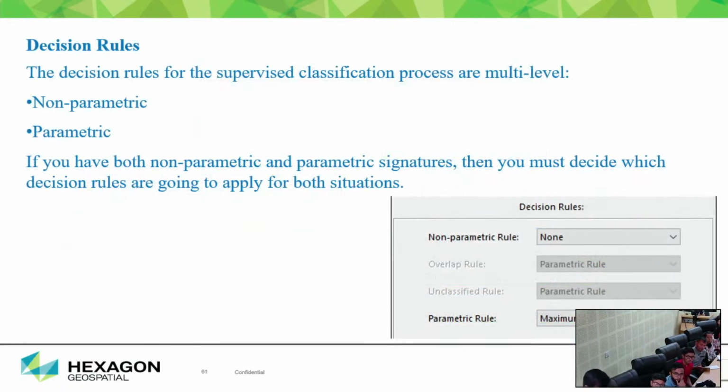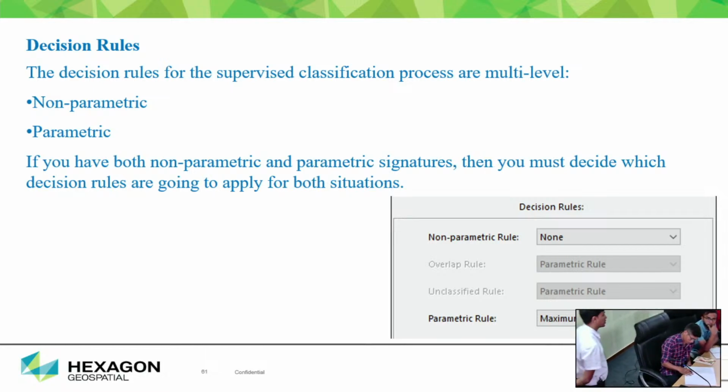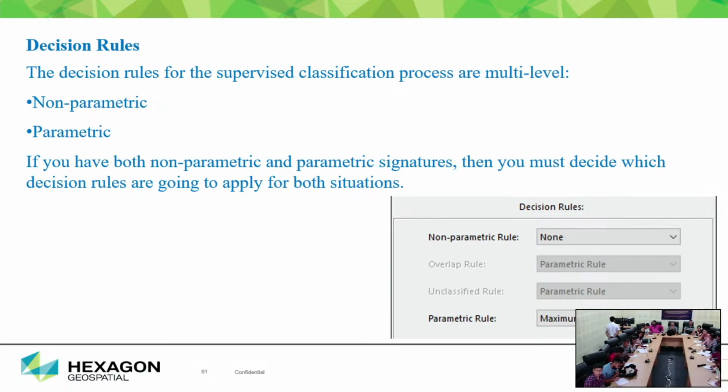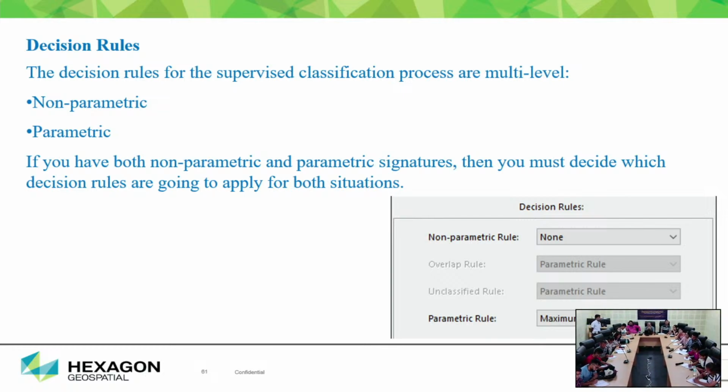Now I am coming to the decision rules. Now we have the training points and the inputs of the training points, but we have to select some decision rules so the software is able to perform the classification process. Here again we have some parametric and non-parametric rules.